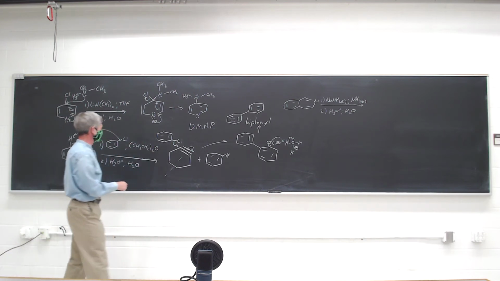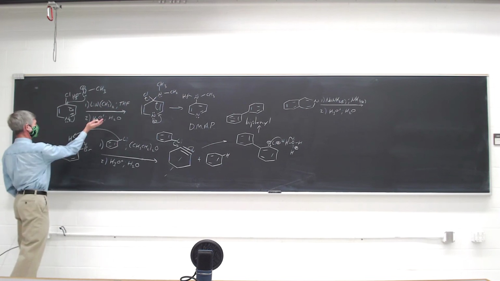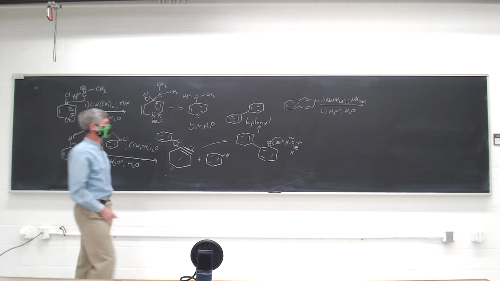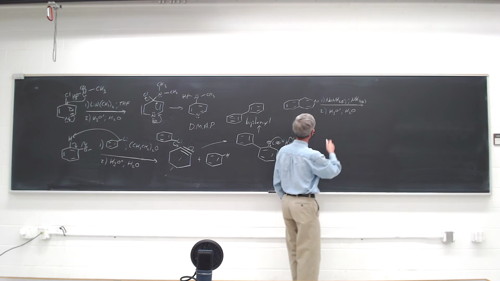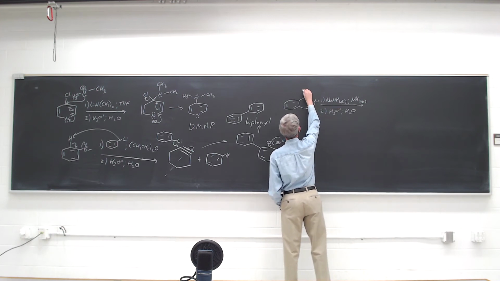So that one was 3 steps. This one is 2 steps, so it's 4 points. This one was 3 steps, so it's 6 points. The other 10 points are here. This one is the Chichibabin reaction.